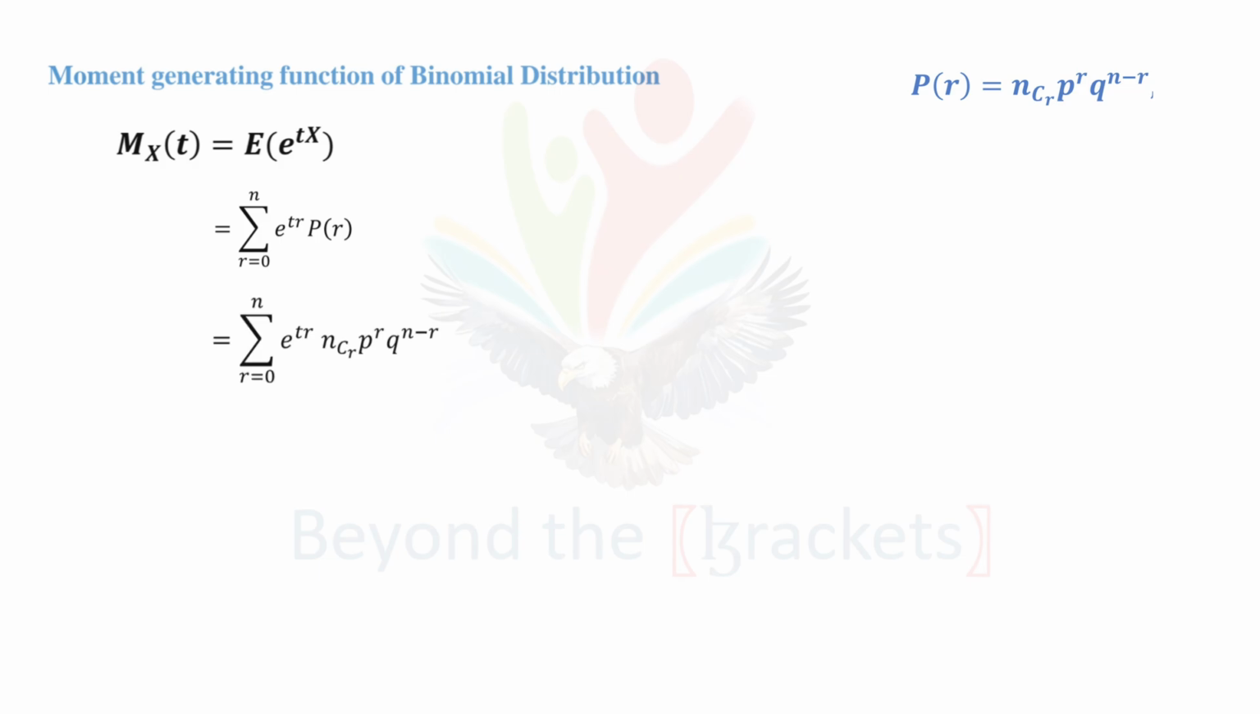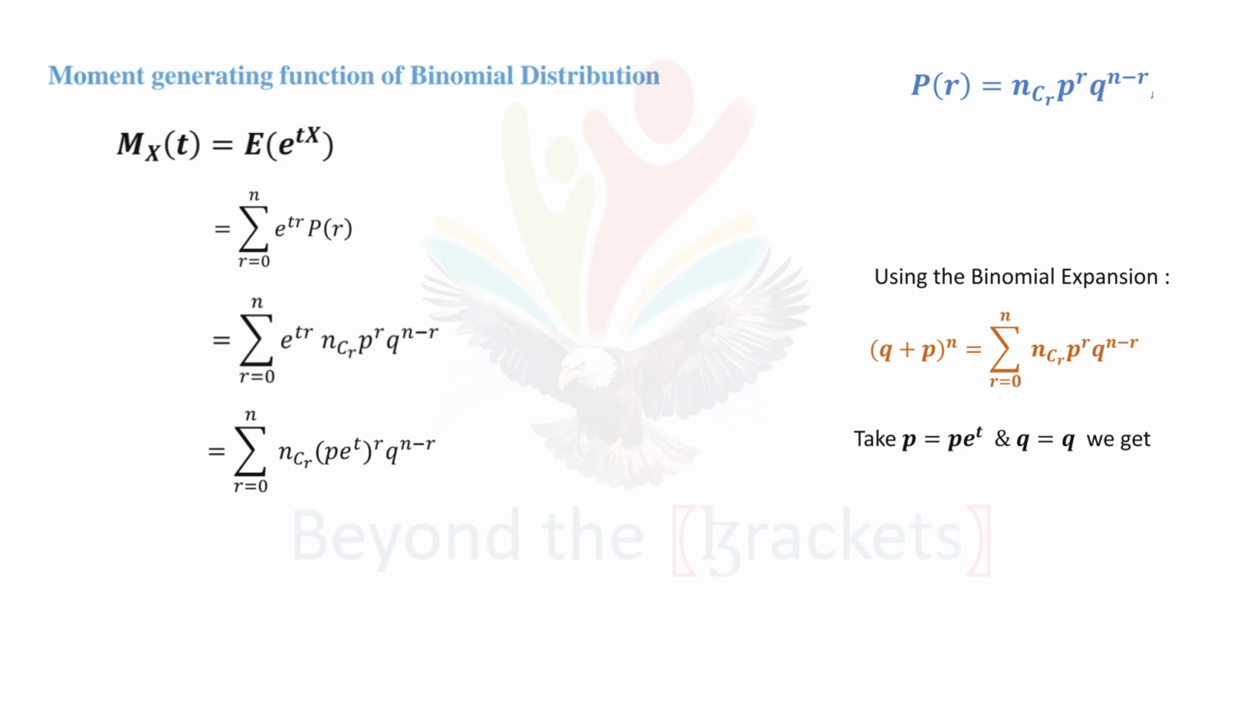Combining e power tr and p power r, we get summation r is from 0 to n ncr p into e power t whole power r q power n minus r. This expression is similar to binomial expansion where p is replaced by p into e power t and q remains the same. Hence, the moment generating function of binomial distribution is q plus p e power t whole power n.